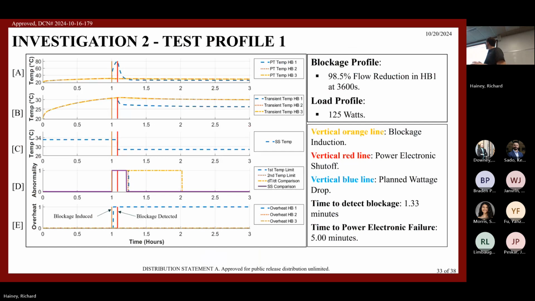So here is test profile 1, and at the orange vertical line, that's when the blockage was induced. You can see, with the blue there, it was induced in heating block 1, represented by the blue dotted line. Immediately after the blockage was induced, we saw a substantial rise in temperature up to the 80-degree threshold, where the converter was shut down for safety. After which the temperature decreased, of course, because no more power is being fed to it.